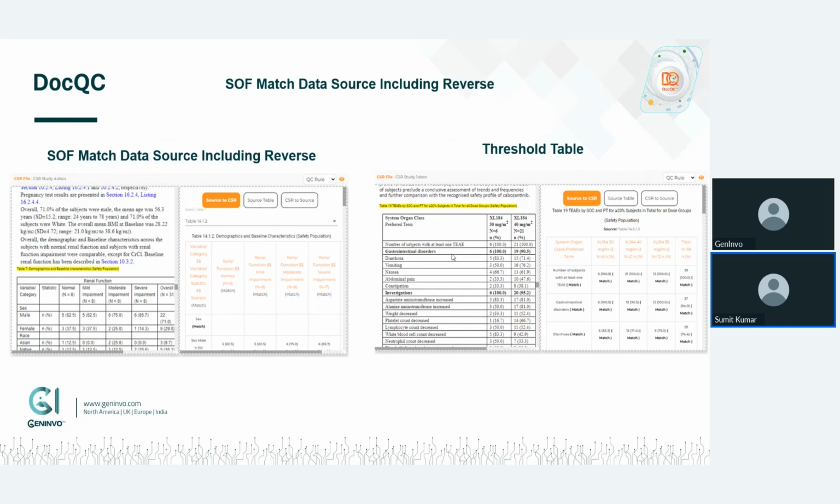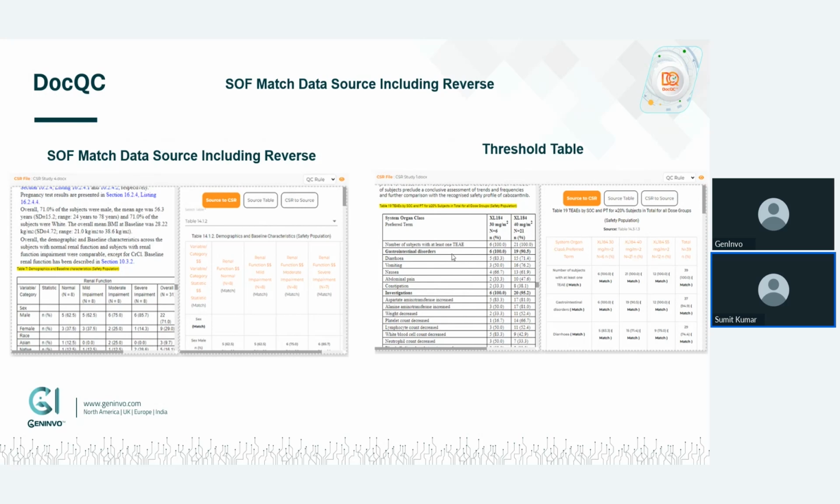So, and then we'll do the comparison as well. And when I'm saying the comparison, it will check the column name, it will check the number that is present in that table, whether these numbers are correctly populated in the CSR or not. And it will do the reverse as well. Like if we are having tables in the RTF format, the tool will extract the table from the RTF file and will do the cross check with the table present in the CSR.